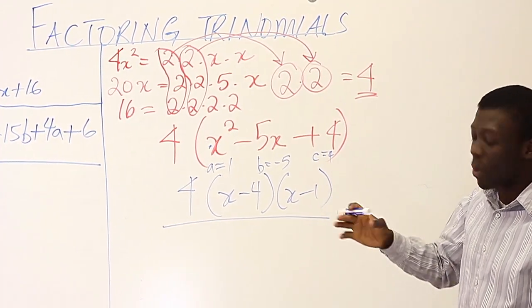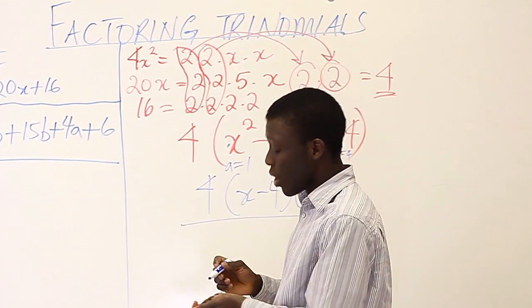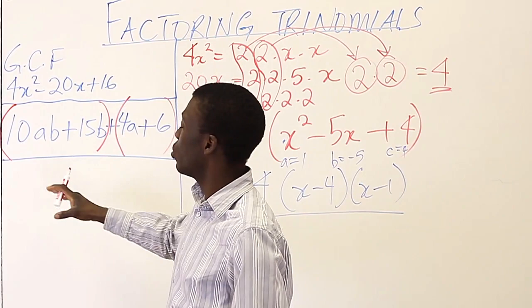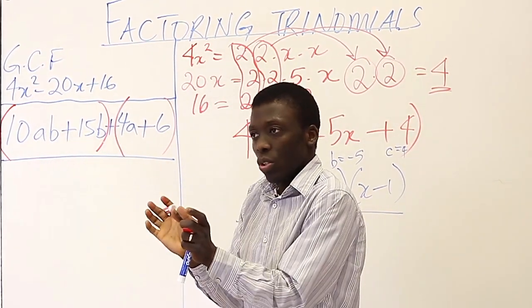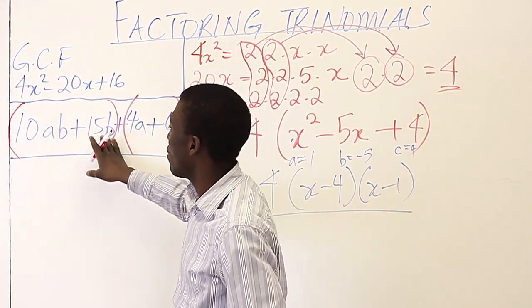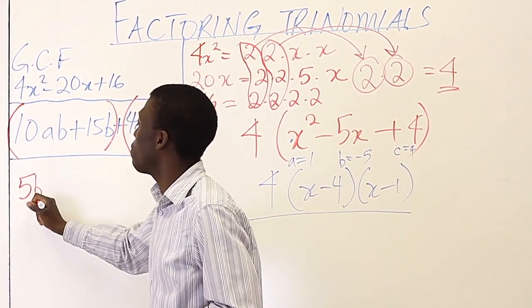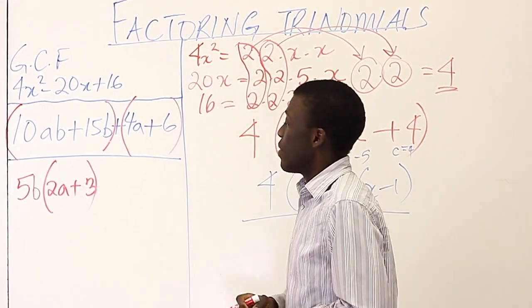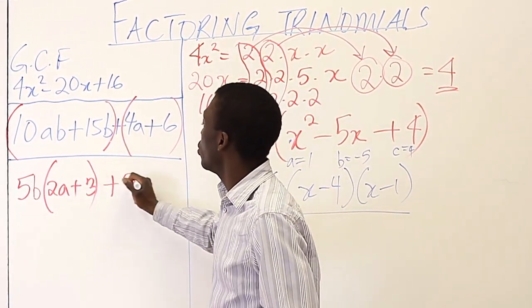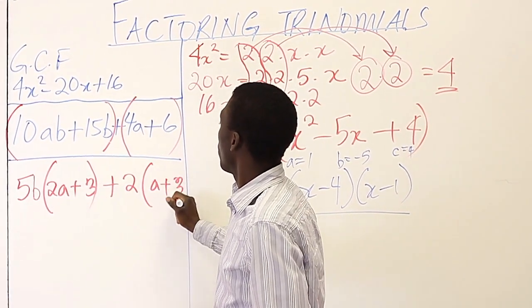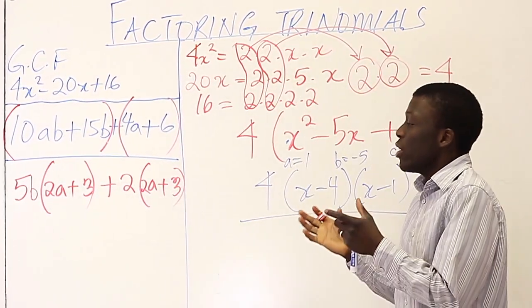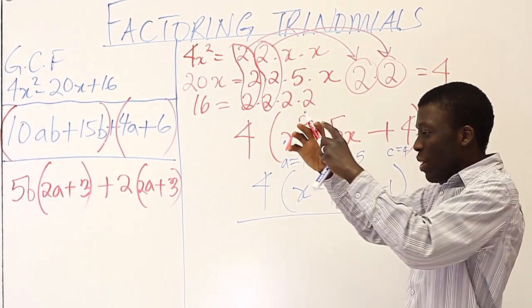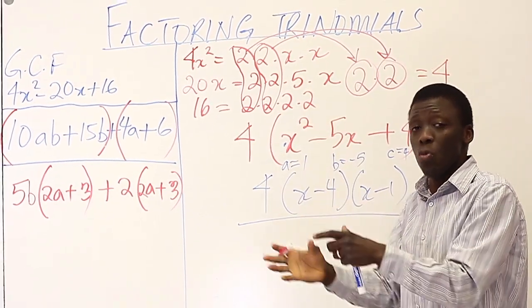Now, with the second problem, all I wanted you to learn was how to factor by grouping. So you just take those first 2 terms and those last 2 terms, and you factor out what both terms share. So in this case, they both have b and they both have 5. So you have 5b into 2a plus 3. And in the other term, they both have 2, so 2 into 2a plus 3. So notice that you take out the GCF from both sets of terms. It's called factoring by grouping.